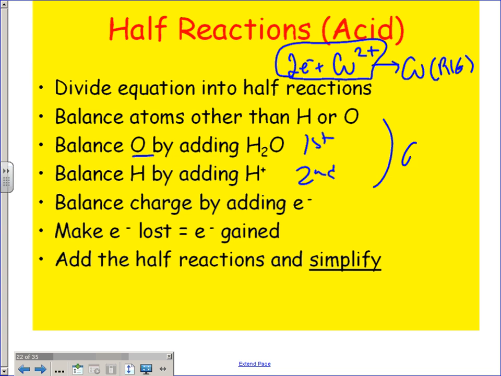All this right here is just doing atomic balancing, or balancing the atoms. Now you're finally going to start to look at charges and how to balance the electrons. That one's pretty easy though. I'll show you how to do that. The way you make electrons lost and gained equal is by using a multiplier.